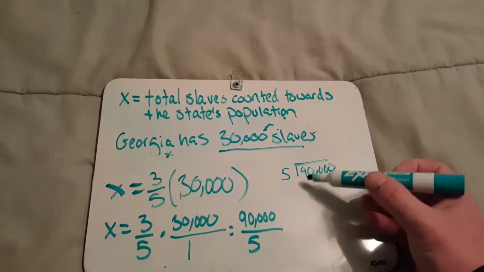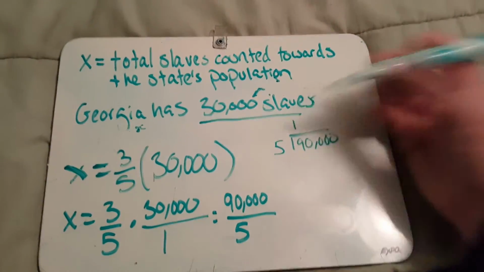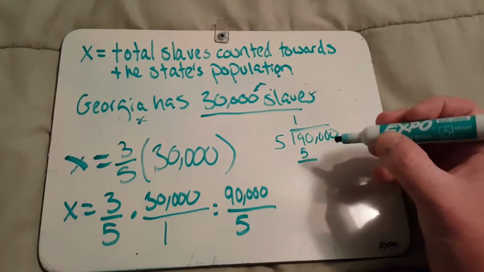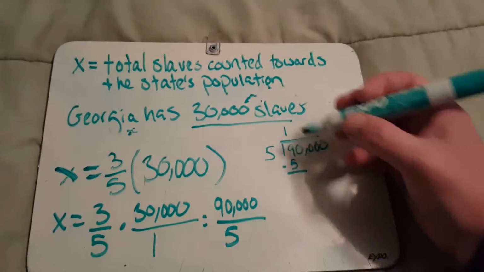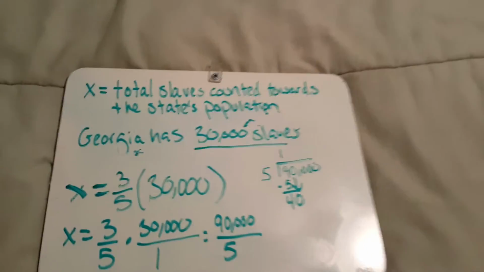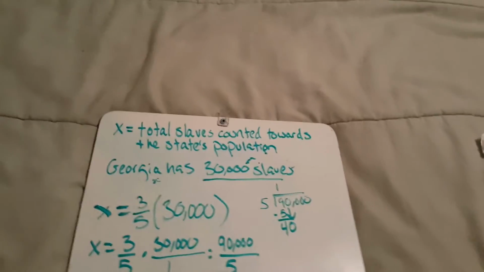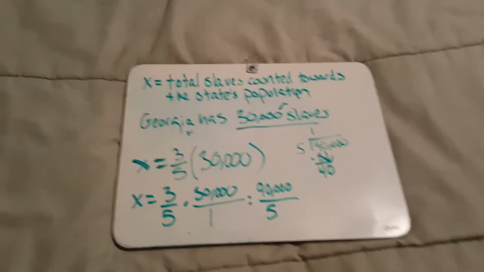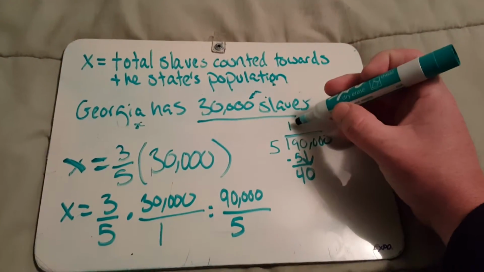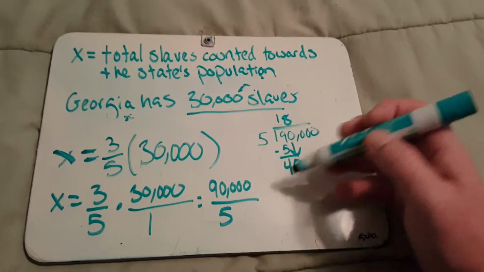5 goes into 9 one time. Right? That will give us 5. Because remember, we're going to subtract that. It's going to give us 4. I'm going to bring the 0 down. Now I got 40. Whew, this is a little bit easier, Mr. Sands. Thank you. How many times is 5 going to go into 40? Well, that's going to go 8 times. 8 times 5 is 40.